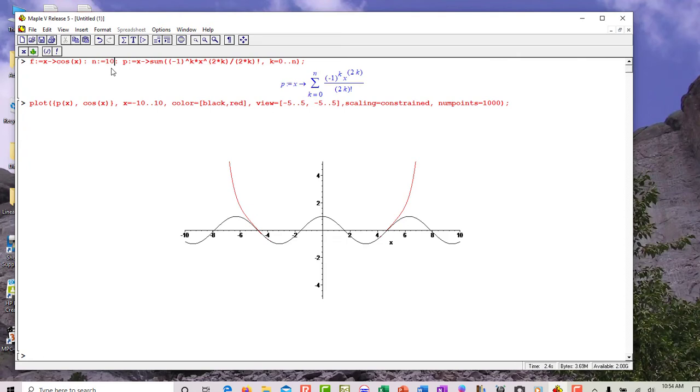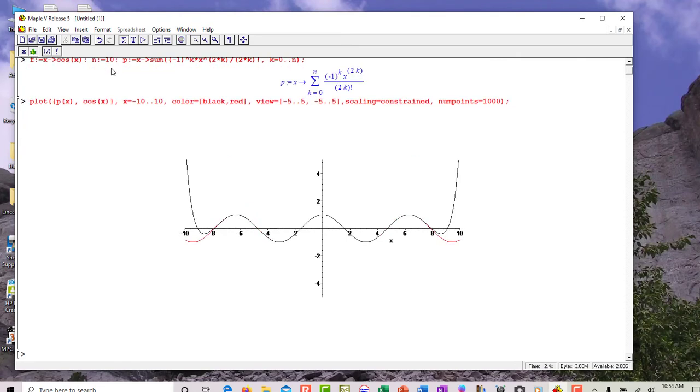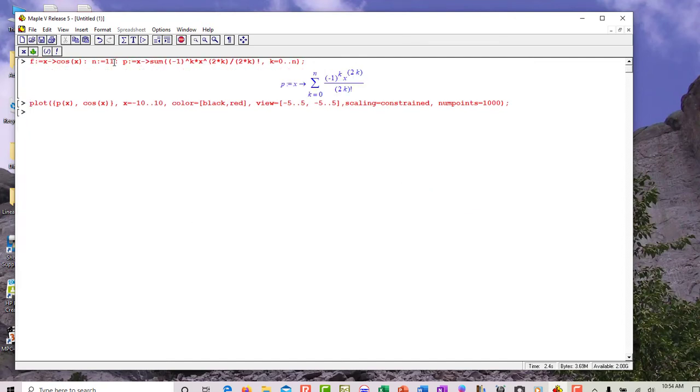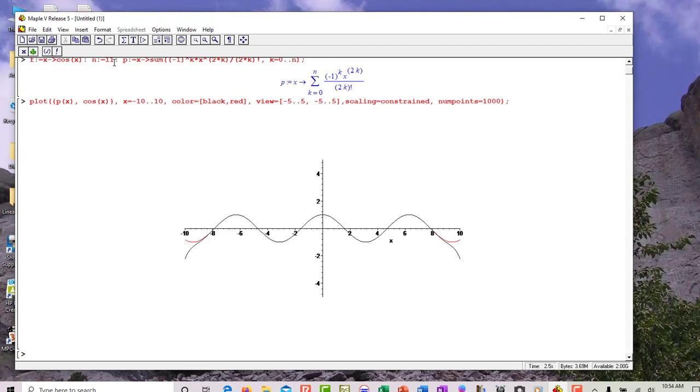If n is equal to 10, that's a 20 degree polynomial. You can see the interval where we get a really good approximation is even wider. The higher that degree, the farther out. If I make it 11, it changes only a little bit because we're dealing with a 22 degree polynomial approximation now.